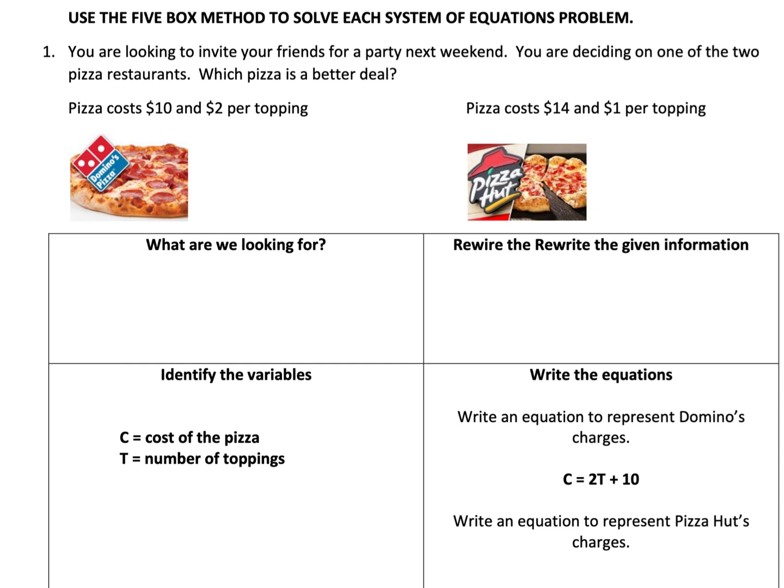You are looking to invite your friends for a pizza party next weekend. You are deciding on one of the two pizza restaurants. Which pizza is a better deal? We know that at Domino's, pizza costs $10 and you pay $2 per topping, versus at Pizza Hut, where pizza costs $14 and you pay $1 per topping.